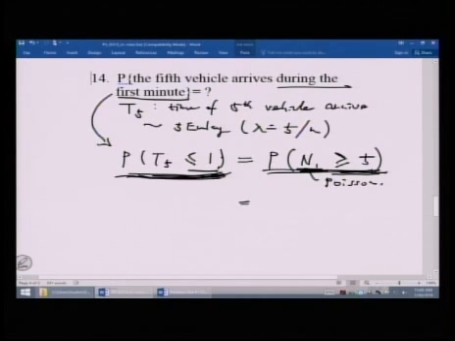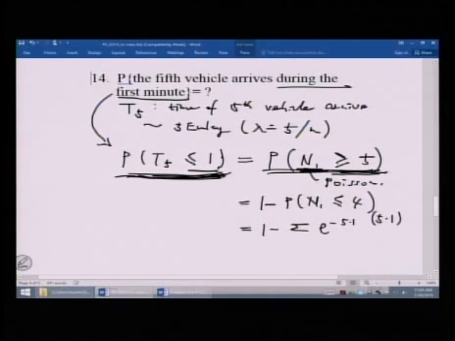Okay? So what is this? 1 minus the probability that n sub 1 is less than or equal to 4, right? So what is this? 1 minus the summation over e to the minus 5, and then 5 times 1 to the power x, over x factorial. Of course, x is equal to 0 to 4, right? Then you should be able to get a certain value.